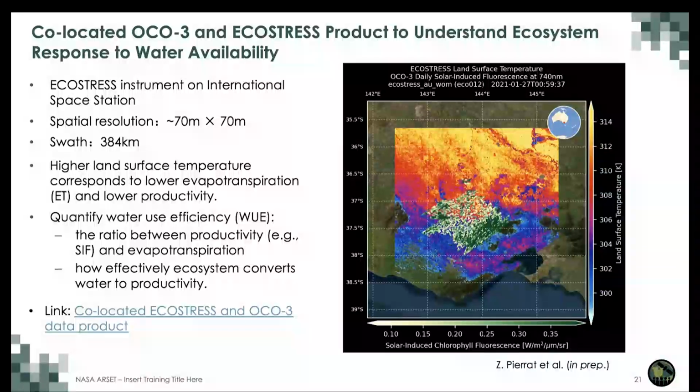It's defined as the ratio between the productivity, where we can use SIF to represent productivity, and the evapotranspiration, which is the amount of water released during photosynthesis, which can be derived from land surface temperature from ECOSTRESS. The OCO-3 project team has generated these co-located ECOSTRESS and OCO-3 data products, and they are available on the NASA data service. I also provide the link here.